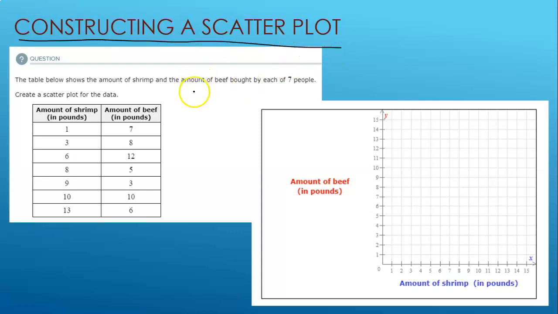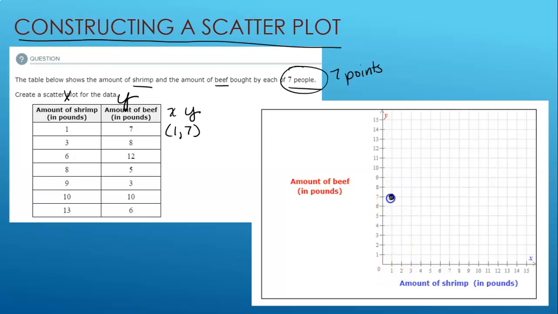So when you collect data in real life, it rarely falls along nice, neat lines. So what we've got is the amount of shrimp and the amount of beef bought by each of 7 people. So there are 7 pieces of data, but that has nothing to do with what we're graphing. That just means we'll have 7 points. What we're actually graphing is the amount of shrimp compared with the amount of beef. We're going to graph these as coordinate points, 1, 7. And don't forget, this is your x and this is your y every time.